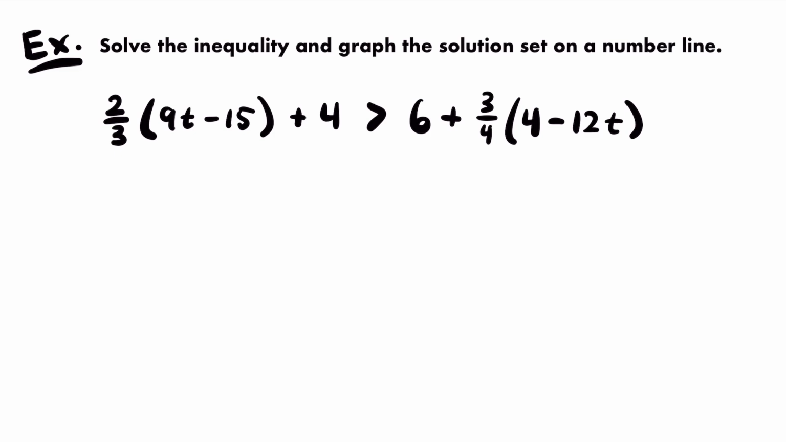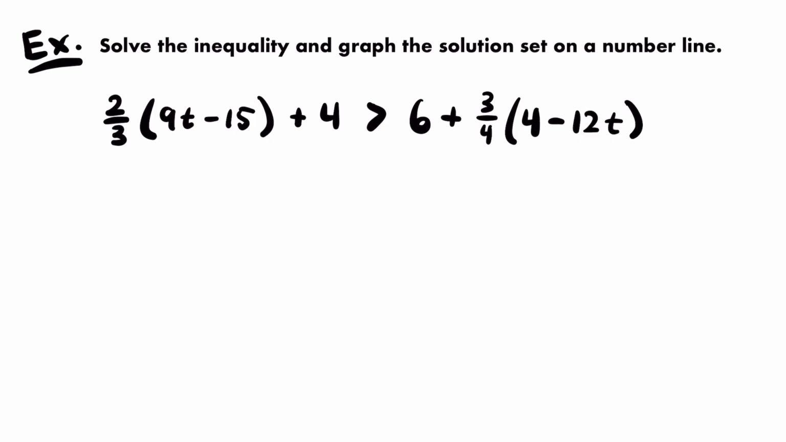All right, so here's our last example. We want to solve this inequality and graph the solution set on a number line. Okay, so the same instructions, but a different inequality, specifically the most complicated inequality that we have looked at so far, but it's nothing that we can't handle. The inequality is 2/3 times the quantity 9t minus 15 and then plus 4 is greater than 6 plus 3/4 times the quantity 4 minus 12t.